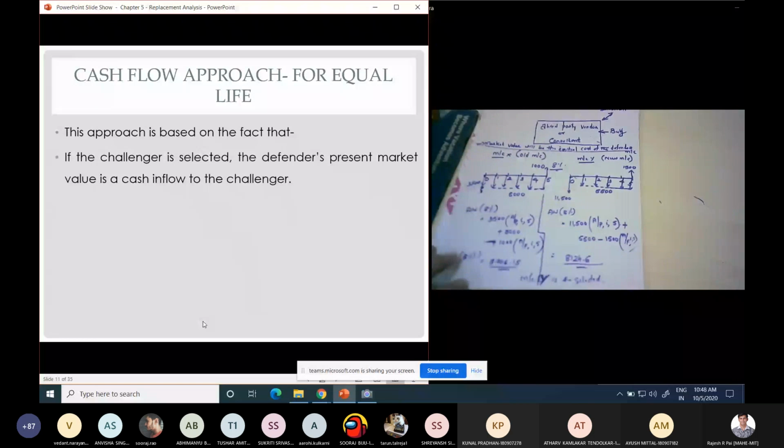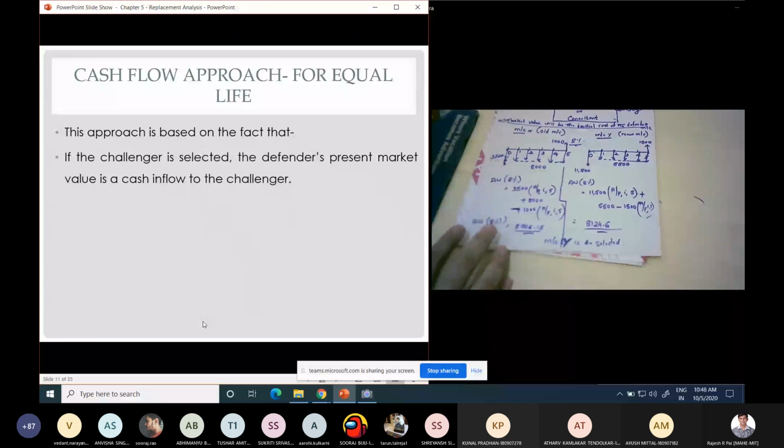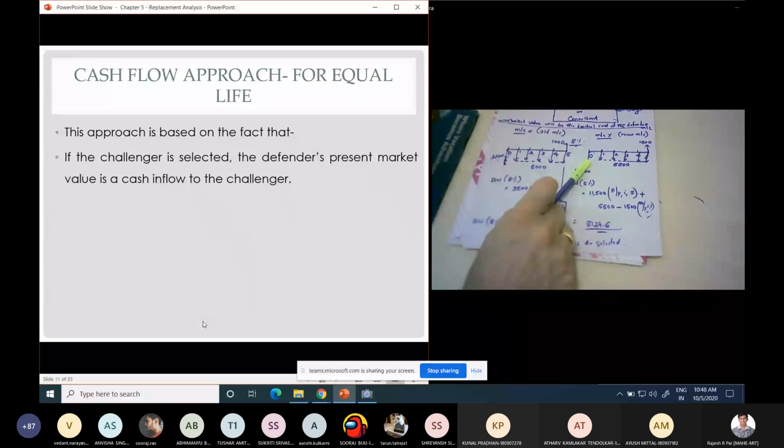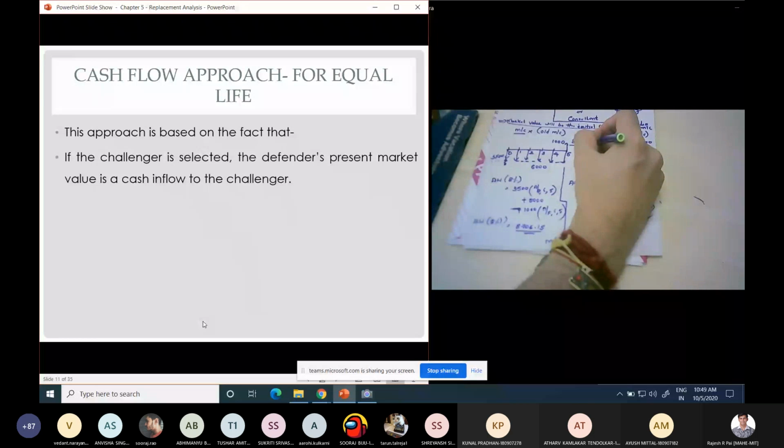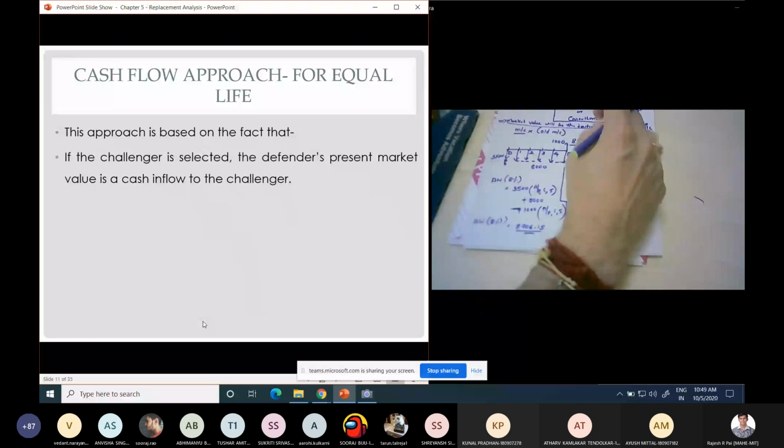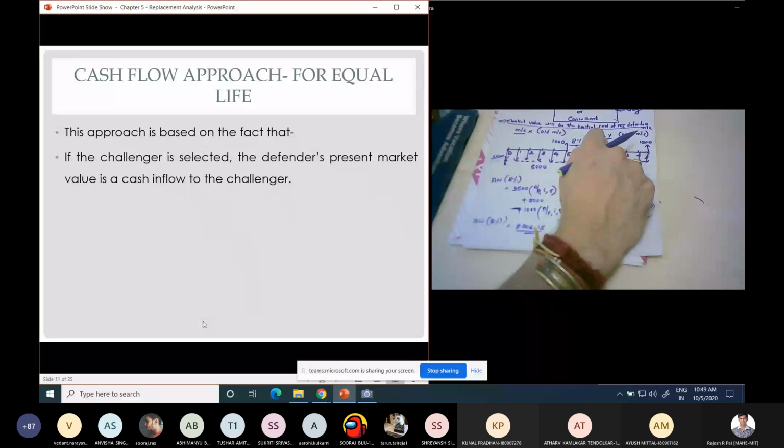what we have to do is, when we draw the cash flow, we have to go with this first condition. If the challenger is selected, then the present market value will be a cash inflow to the challenger. So that means if the company goes with machine Y, then the salesman will give 3,500 for the existing machine. So in that case, how much amount does the organization have to pay? It is 11,500 minus 3,500. So you will be drawing an arrow here. That much amount the company will pay to buy Y. So that is the first condition here.